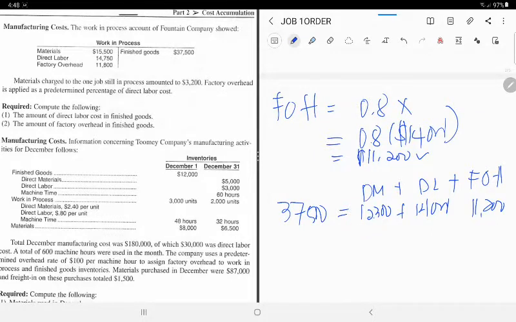So that's it. In your job order costing, you have to know the relationship of the debit and the credit, and you have to be critical of the basis for determining the predetermined overhead rate.